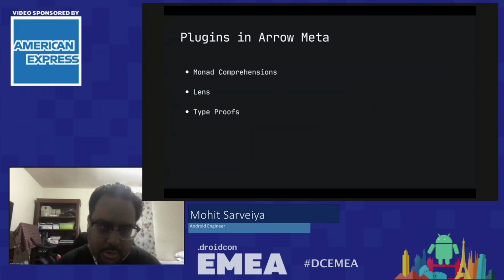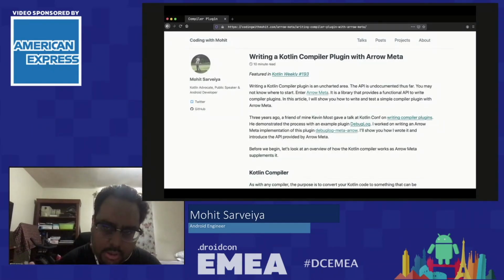So there are plugins that you can look at in Arrow Meta examples, which make it easier to do monad comprehension and lensing. Lensing is big, especially when you have an MVI architecture. There's also a plugin called type proofs that you could look at. I wrote a blog post on some of what I covered in my presentation, on the mechanics of writing plugins with this library. I found this library to be very useful for building tools for a team, making it easier for people to use your architecture and your library, improving the developer experience with IDE plugins.